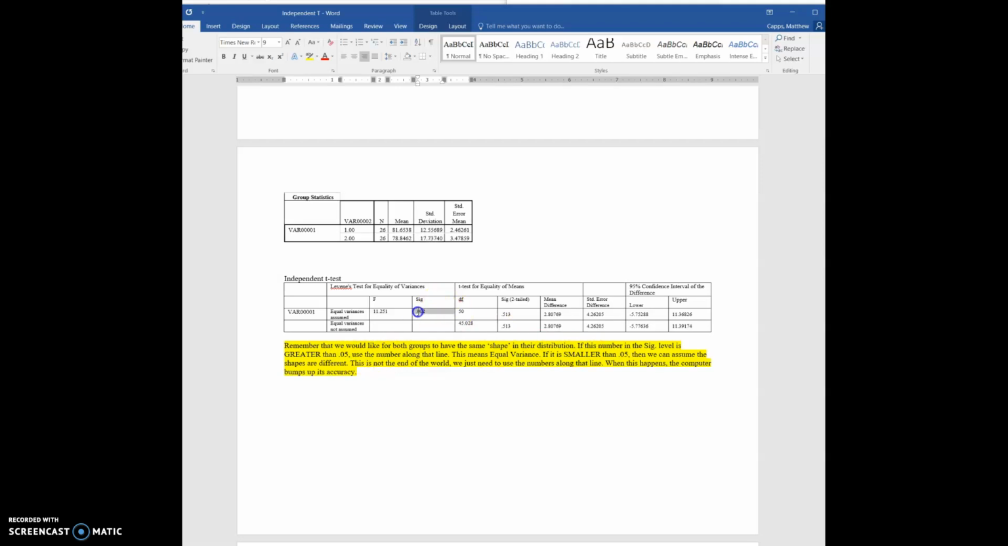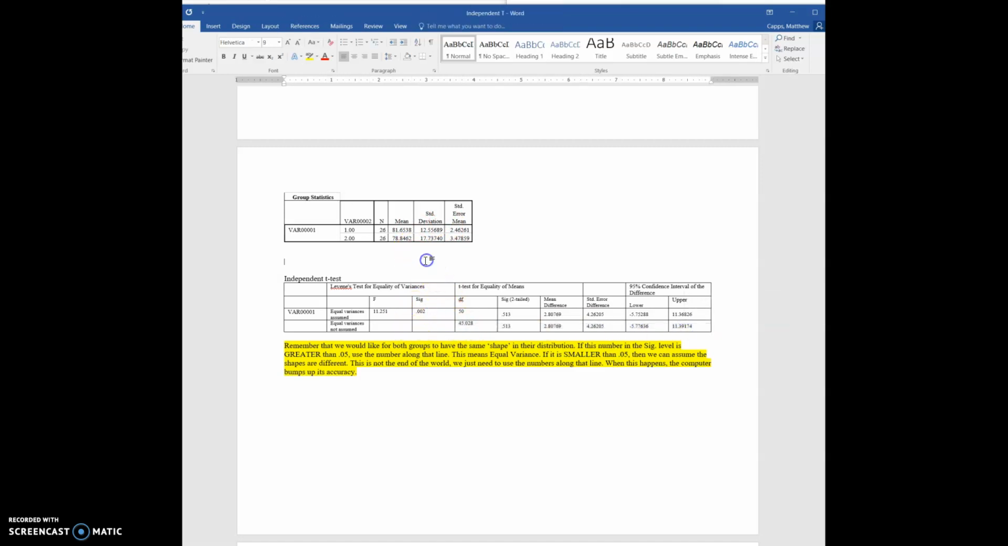If this number right here is greater than 0.05, then we stay on this line to make our decision. And what that means is that it has equal variances. If this number is smaller than 0.05, then we can assume that these shapes are different. It's not the end of the world, we just have to use this data.